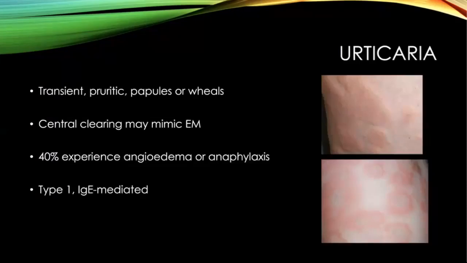The urticaria in general, just talk briefly. These are transient pruritic plaques or papules which blanch. They can have a central clearing, which may mimic erythema multiforme. You can see down here as an example. 40% of patients who have urticaria can develop angioedema or anaphylaxis, and this is a type 1 IgE dependent reaction.